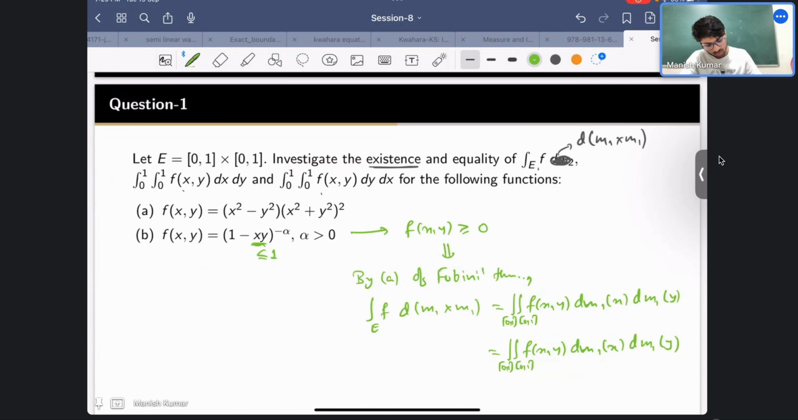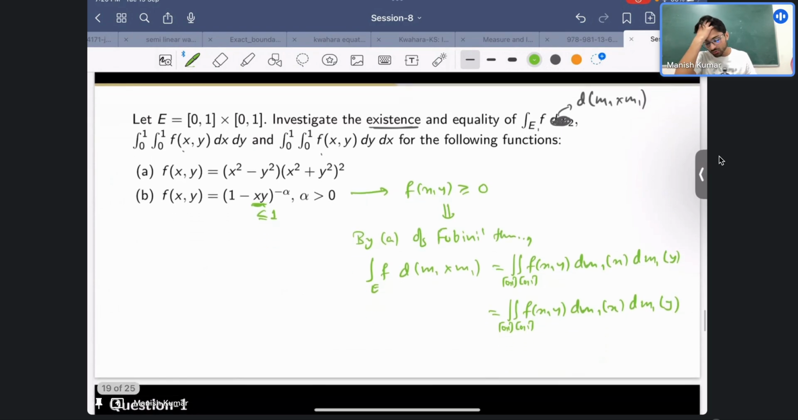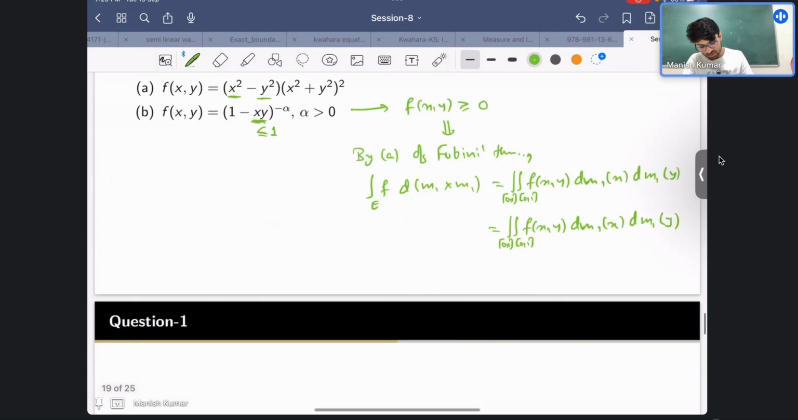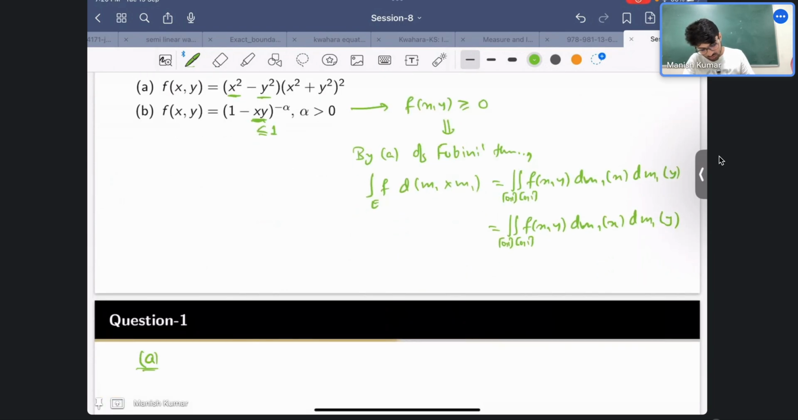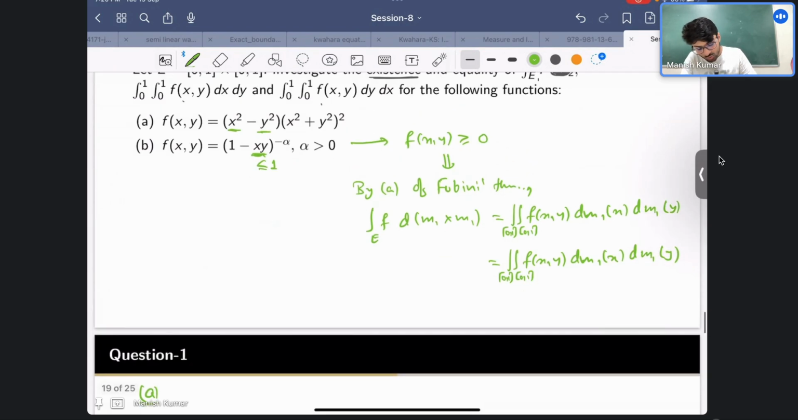So this is all about part B. But for the first one, you can clearly see that this is not at all a non-negative function. Depending on the values of x and y, this function may be positive or negative, right? So we cannot use this statement of Fubini. Let's see how to deal with that. To start, let us first see how we can calculate these integrals, and whether we can get some finite value of this integral. So let us check that.